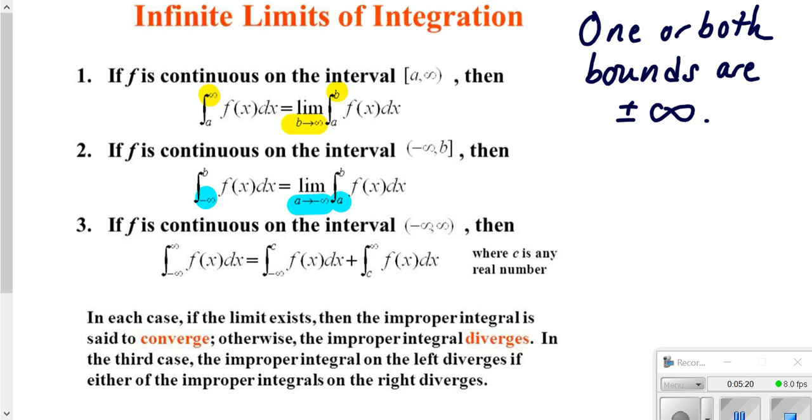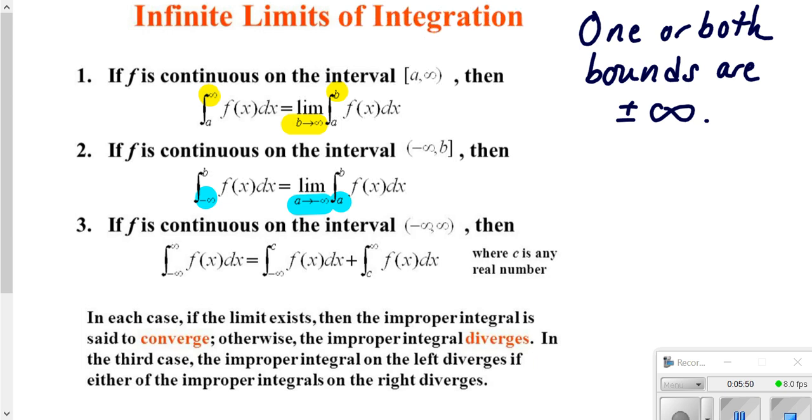So if one or both of your bounds are infinity, and I'm going to say this as infinity, meaning positive or negative infinity, then you basically rewrite things using limits. You can see in the first case, if infinity is at the top, you do a little rewrite, and I usually use B for the top bound and A for the lower bound. So you would just rewrite it as the limit as B goes to infinity and put a B where that infinity was. I tried to color code there in yellow to help you out.